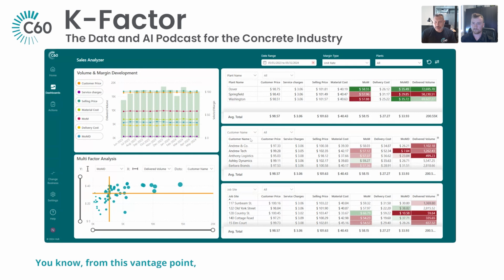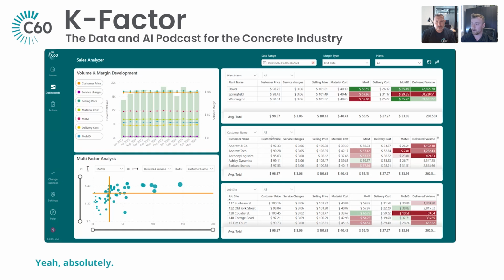From this vantage point, could you tell me the plants or the customers that are likely going to have the most impact on my business and my profitability? Could you show that to me from this dashboard?